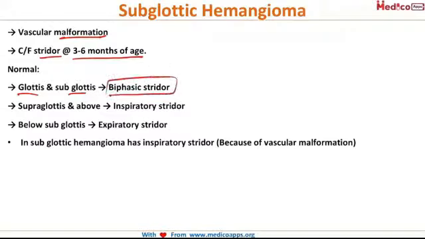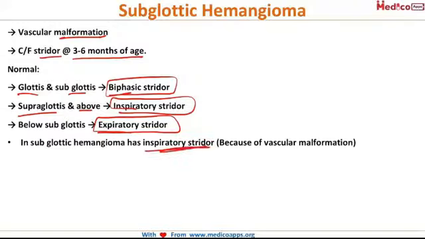If there is involvement of glottis and subglottis, there is biphasic stridor. When supraglottis and the structures above it are involved, there is inspiratory stridor, and when the structures below the subglottis are involved, there is an expiratory stridor. But in subglottic hemangioma, there is inspiratory stridor due to the presence of vascular malformation.